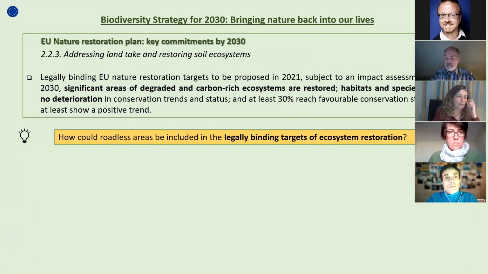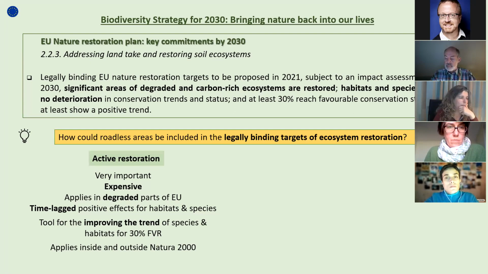I'm sure that scientists in the European Union now work hard to put this restoration plan into practice. And I'm sure that the idea is active restoration. That means that we have a degraded land and we try to restore it. Okay, this is very much understood. This is very important, but it's also expensive. It applies in degraded parts of the European Union. It has de facto time-lagged positive effects for habitats and species, and it's an excellent tool to improve the trend of species and habitats for the 30% target. And of course, it applies everywhere.